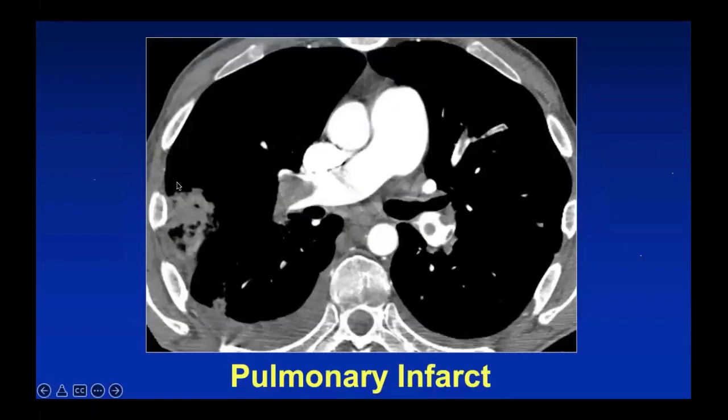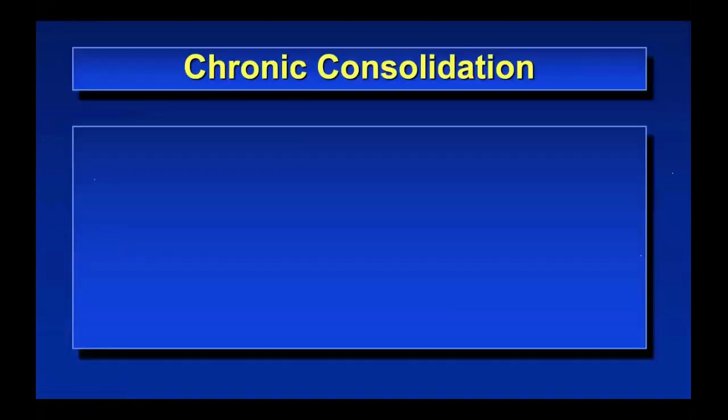And how about this one? There's a peripheral wedge-shaped consolidation, a patient with acute pulmonary embolism. And notice it's heterogeneous. This one is a pulmonary infarct, also peripheral, but usually there's only 1 or 2, at most 3. I've never seen more than 3. There may be, but it's just uncommon.